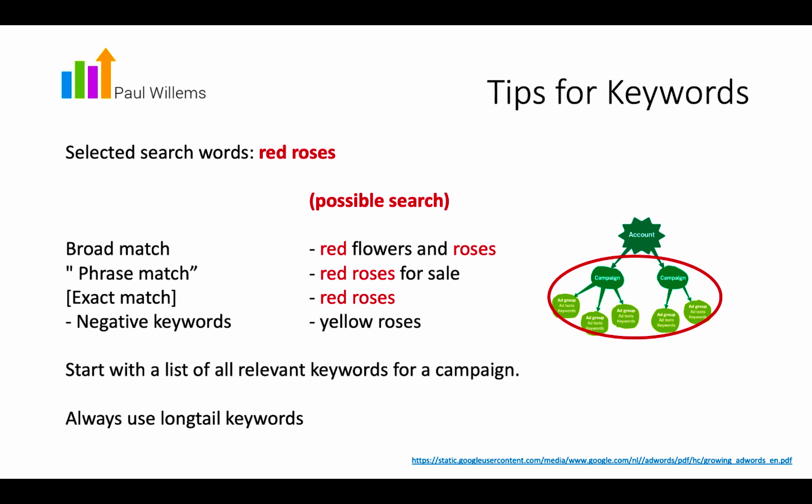It is possible that you don't want to have visitors when they are looking for yellow roses, because we only sell red roses. So you can add negative keywords. So if somebody is searching for the words yellow and red roses, then your ad will not pop up because the word yellow roses is in it. What's important? Start with a list of all relevant keywords for a campaign, and always use long tail keywords. The word roses might be too broad, too general. So try always to use red roses, cheap red roses, quality red roses. Those are really, really good keywords for Google Ads.